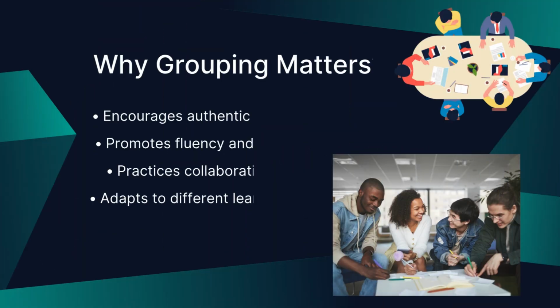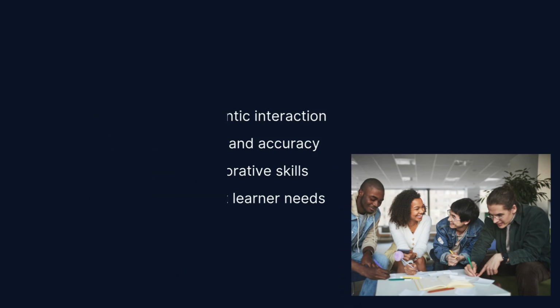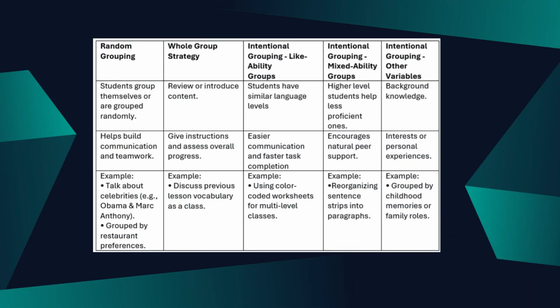The way students are grouped can greatly impact their learning and interaction. Grouping creates opportunities for communication, supports fluency and accuracy, and helps build social skills. There are different strategies to consider. Random grouping encourages natural conversation, like talking about favorite foods or celebrities. Whole group instruction is useful for introducing or reviewing a topic before students work in smaller groups.